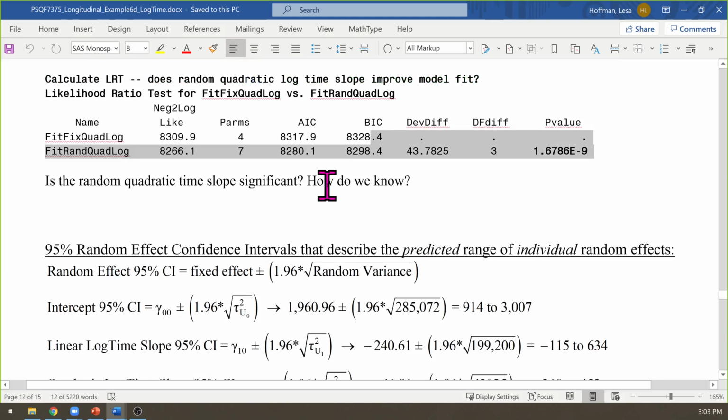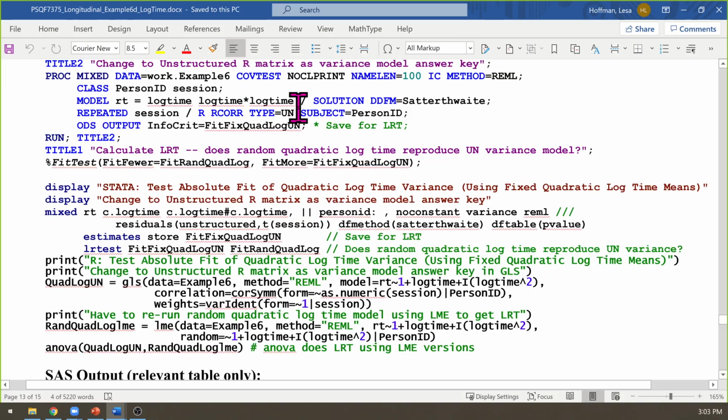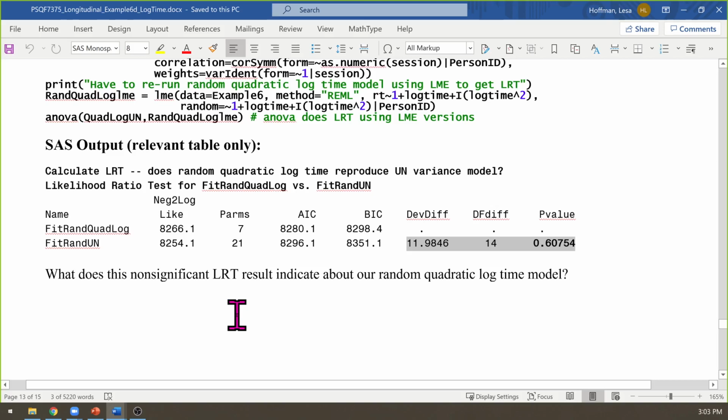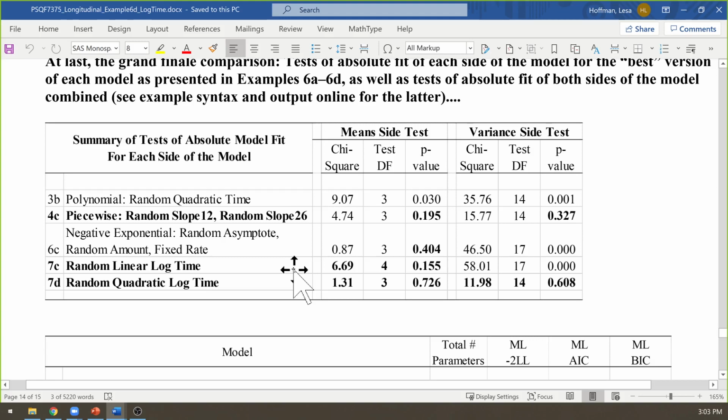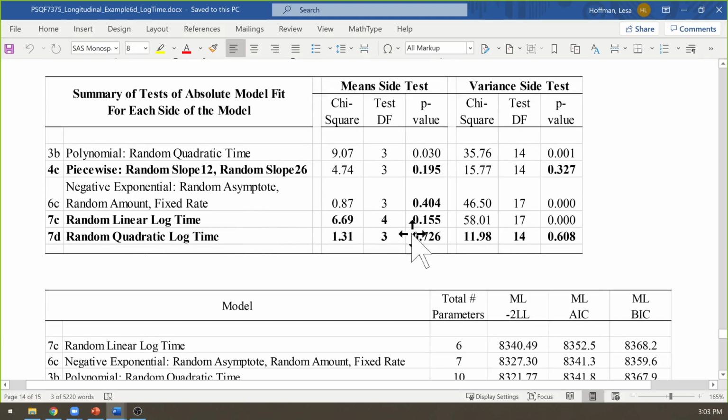Then we can do our process of testing against the means model, 3 degrees of freedom here. Still fits fine. Testing it on the variance side against unstructured, it's non-significant, meaning I win. So at the end of the day, it looks like either, I have a comparison here, the piecewise model, where both slopes are random, is plausible for these data, as well as random quadratic log time.